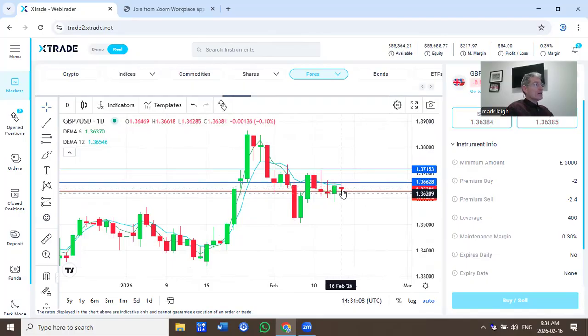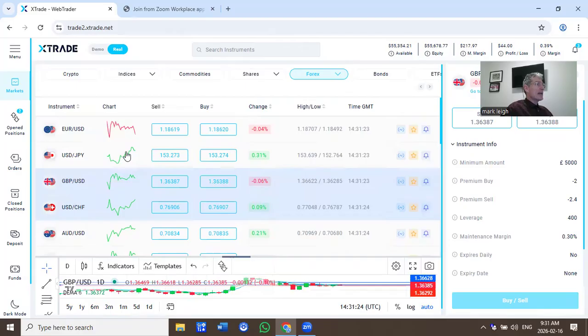You can see that US dollar on the front foot against the pound, selling pound, buying US. Sellers will look to test, break below this support level, whereas buyers will be looking up at the 136.62 resistance level. US dollar against the yen.